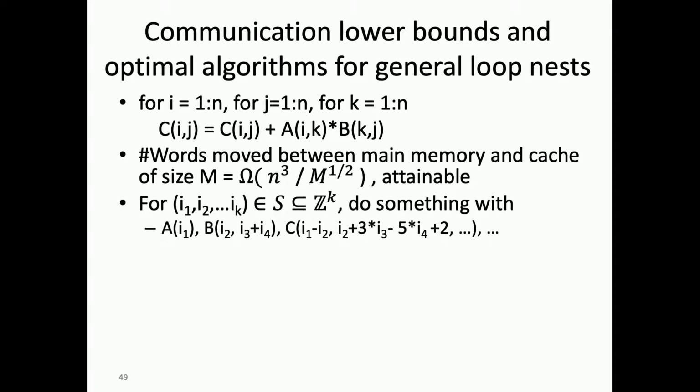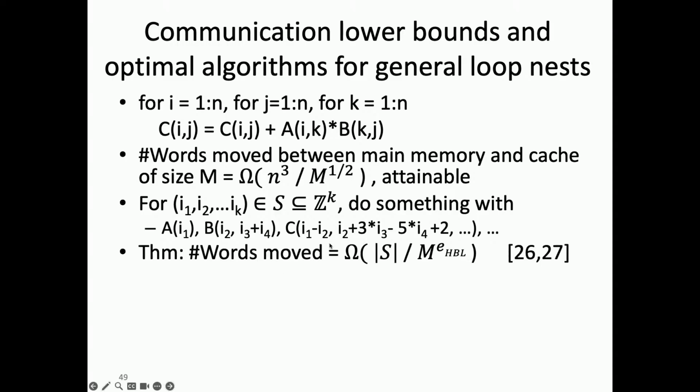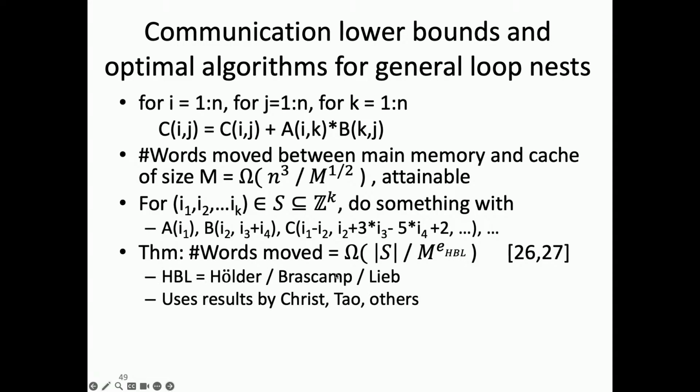And so here's the theorem. The number of words moved is lower bounded by the number of loop iterations, n cubed for matrix multiply, divided by the cache size to some magical exponent, which was 1/2 for matrix multiply. And so where does this magical exponent come from? What does HBL stand for? It stands for the Holder-Brascamp-Lieb inequality.